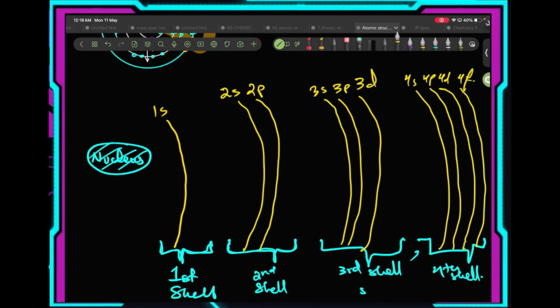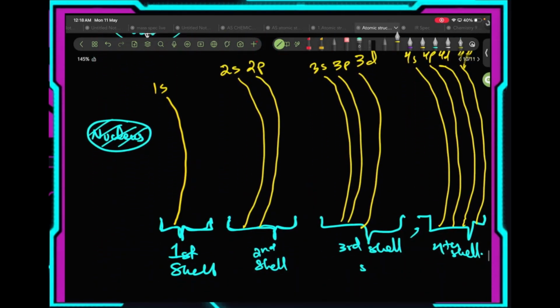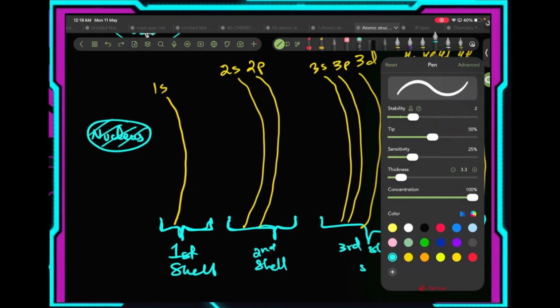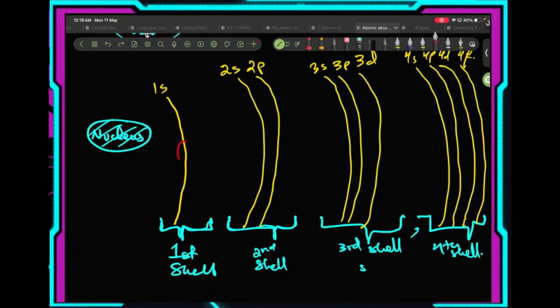Now inside these subshells, because we have magnified the atomic structure, we have magnified the part I just highlighted. Inside these subshells, you find what? You find orbitals. So the 1s subshell has one orbital. Let me change my color. Yeah. So it has one orbital. This is the one orbital that it has.